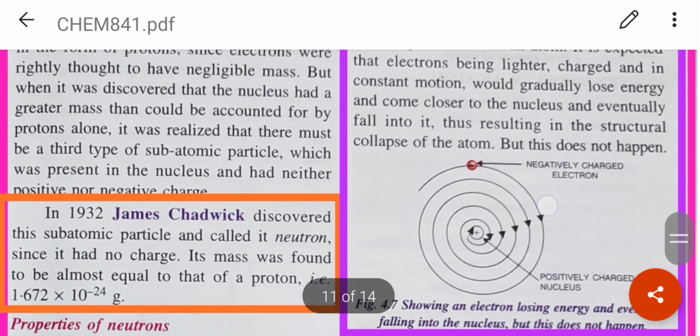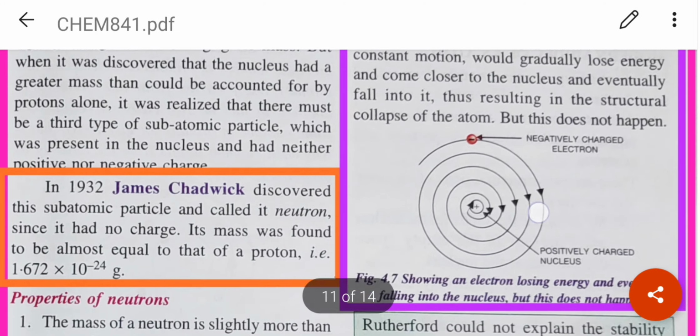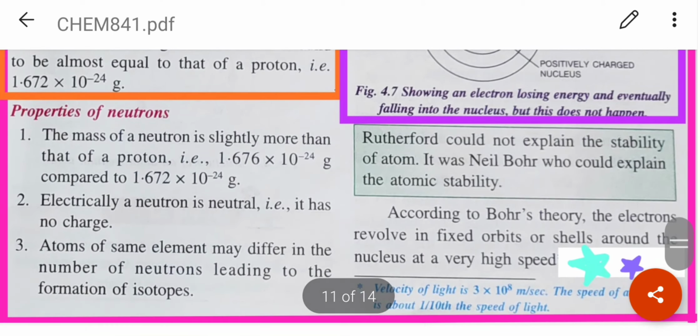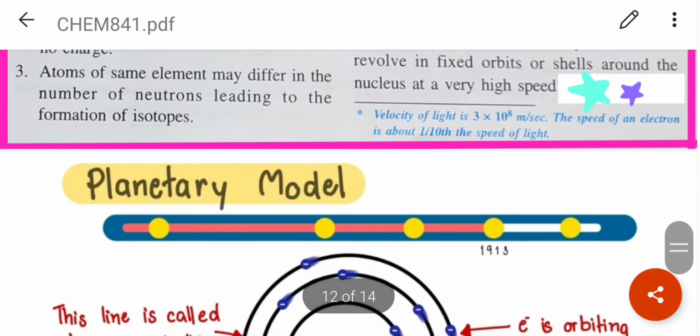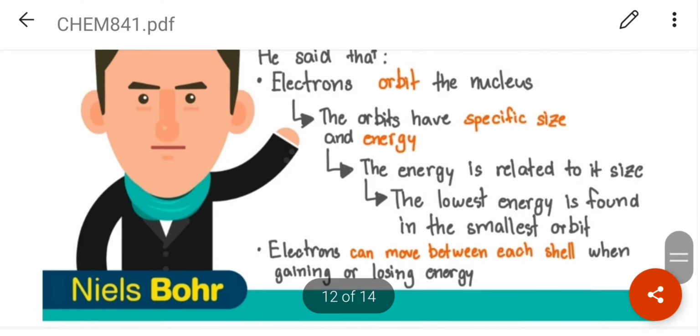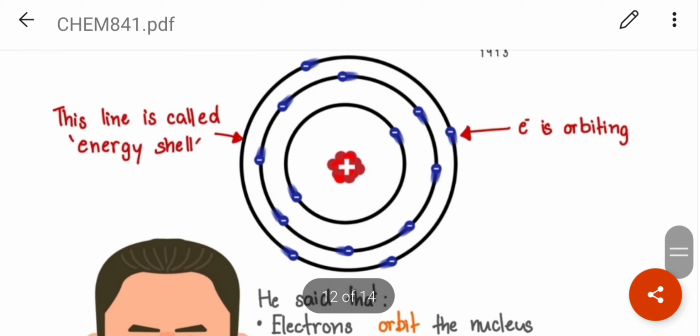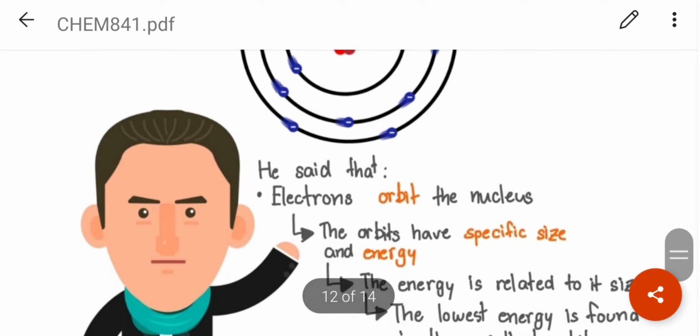According to the law of conservation of mass, mass can neither be created nor be destroyed. So Rutherford could not explain the stability of the atom, which was explained by which scientist? Yes, by Niels Bohr. So what did he say? He said that the orbits are called the energy shells or the energy levels. He said that the electrons orbit the nucleus, which was said by Rutherford as well. But what was added by Bohr?